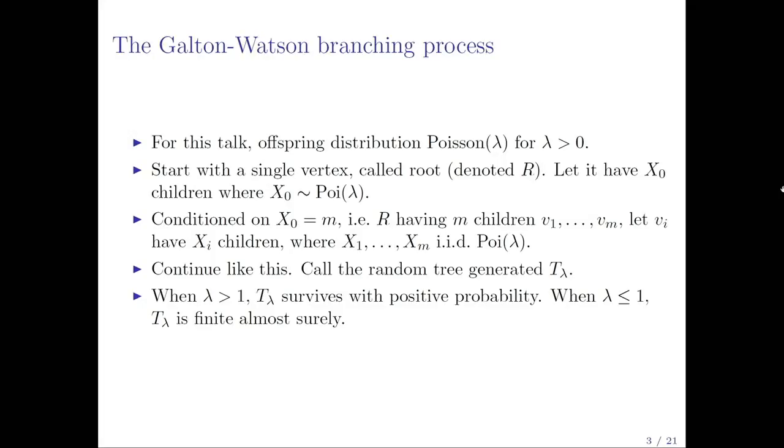Okay, so the Galton-Watson branching process we all know very well, but let's just quickly recall. Again, I'm considering offspring distribution Poisson lambda. So you start with a single vertex, the root, which I call R. And the root R will play a role. It's not to be confused with the other vertices in the tree, as we shall see. That's the way I define first-order language. So this is why I keep saying rooted trees.